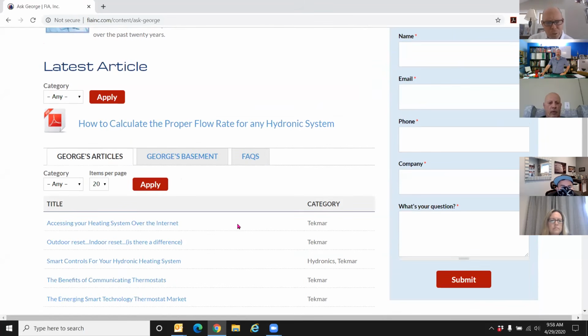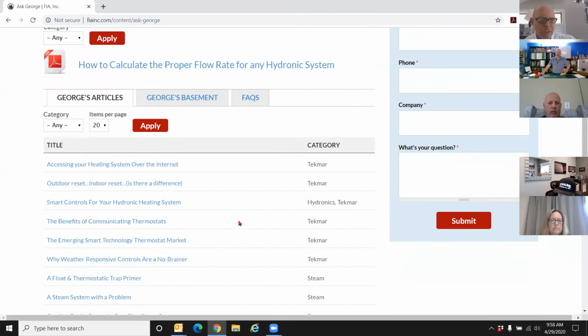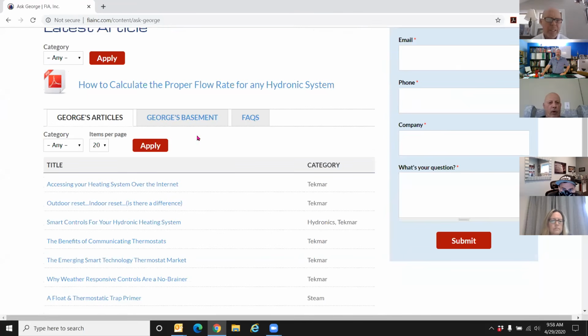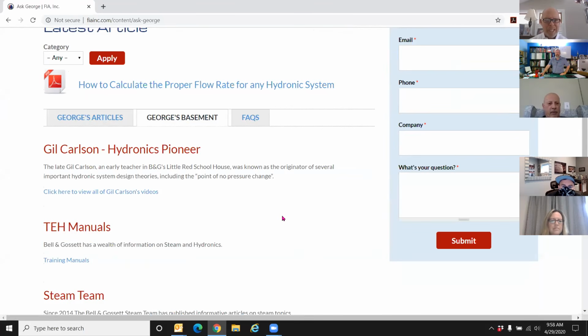There's a section called George's Articles, and it's just a compilation of all the articles I've written over the last 20 years. Wow. For some of the trade magazines. And then we have this other segment called George's Basement, and I think they listed it that way because I spend most of my time in basements looking at problems.